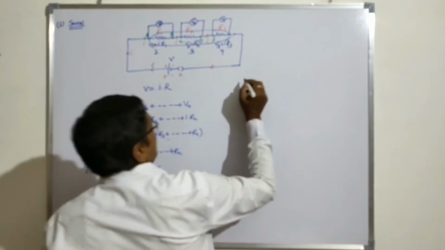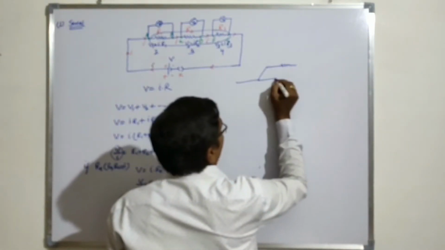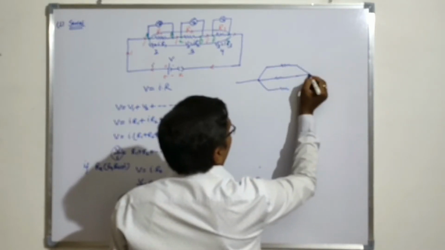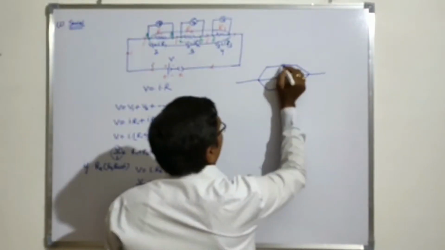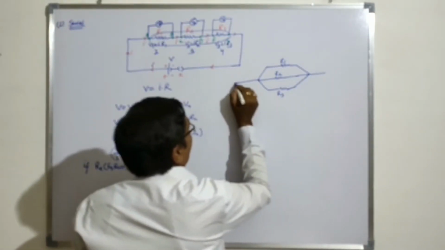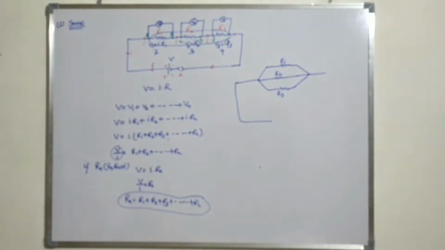Okay. And now the next combination is parallel combination. In parallel combination, suppose 3 resistors are connected in parallel. This is R1, R2, R3. In series combination the current is the same, but the potential differs at every resistance.